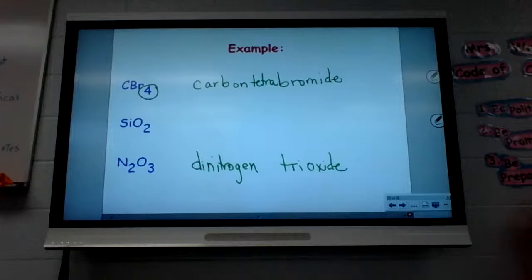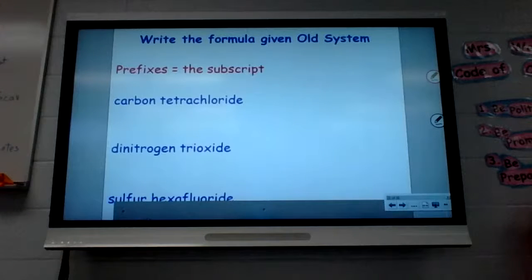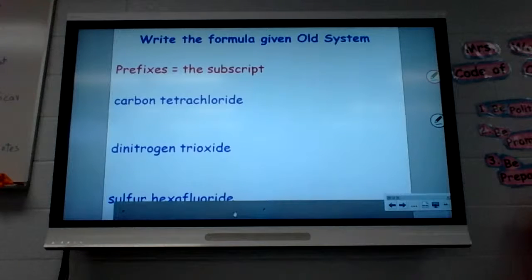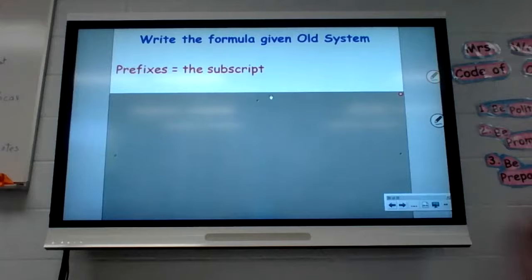You good? Now, we need to be able to work backwards with the old system. It's easy. To work backwards, there's the rule. To write the formula from the old system, that's all you need. There's the rules. There's the steps. The prefixes equal the subscripts. The prefixes are the subscripts.